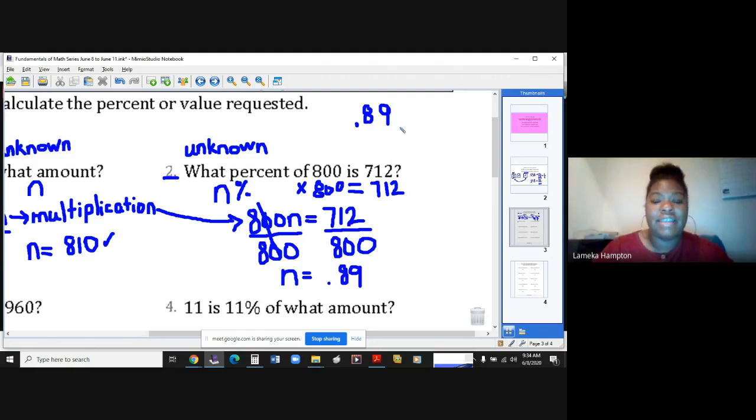Now, 0.89 is a decimal. So that means I'm going to have to convert my decimal back to a percent. So when I do this, this is real easy. All I'm simply going to do is just move my decimal over 2 places to the right, and I'm going to add my percent sign. Okay, so my final answer is actually n is equal to 89%.